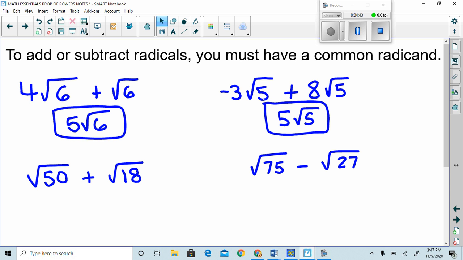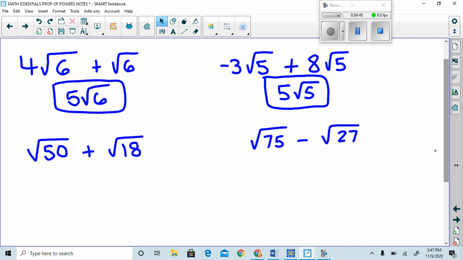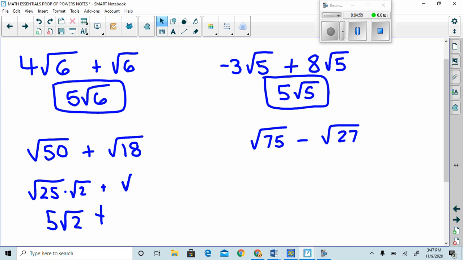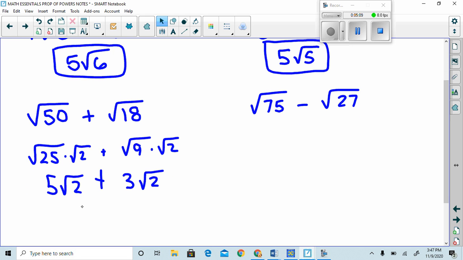But the next couple problems do not have a common radicand, so I need to first see if I can find one. Well, this is 25 times the square root of 2, so this gives me 5 square root of 2. And then this would give me 9 times 2, which is 18, which gives me 3 square root of 2. Since I have now that common element, I can go ahead and add my coefficients. Not doing anything with the radicand except being sure that it's common.